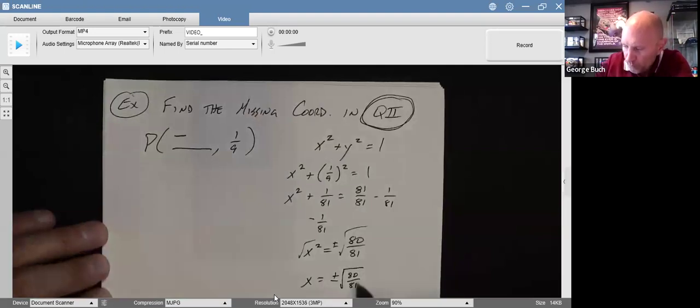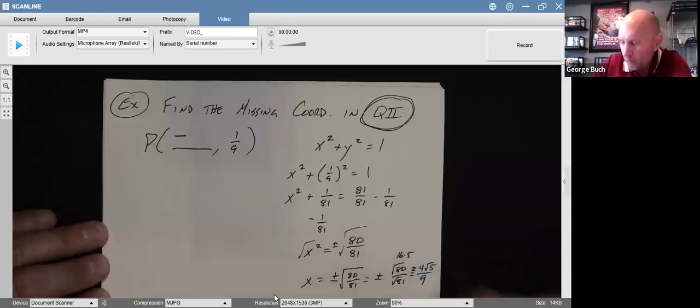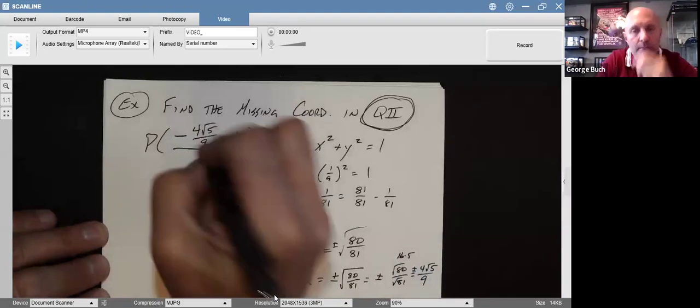And so this is what? Plus or minus the square root of 80 over the square root of 81. I can split it apart. Obviously the square root of 81 is 9, plus or minus. And 80 is 16 times 5, so the square root of 16 is 4. So this is 4 root 5 over 9. But again, because I'm in quadrant 2, I want the negative value. So this is negative 4 root 5 over 9.